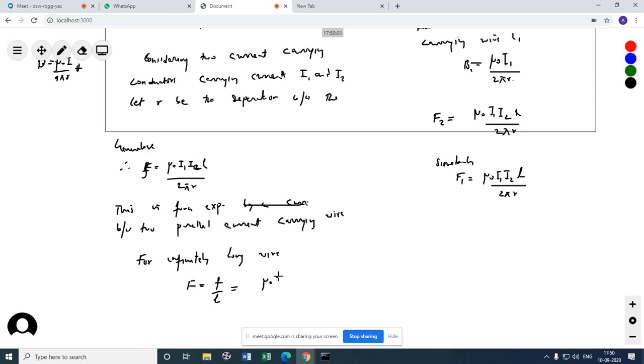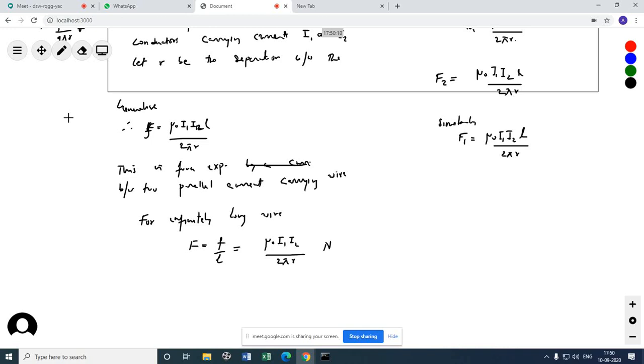So that will give me how much? Mu naught I1 I2 by 2 pi r. So remember that. This is force per unit length, so it is divided by length. The unit of this would be Newton per meter. This is the Newton by 1 meter, we can also say. This is the force per unit length, be careful, and that is the force in Newton. Okay, so then we have got this value.